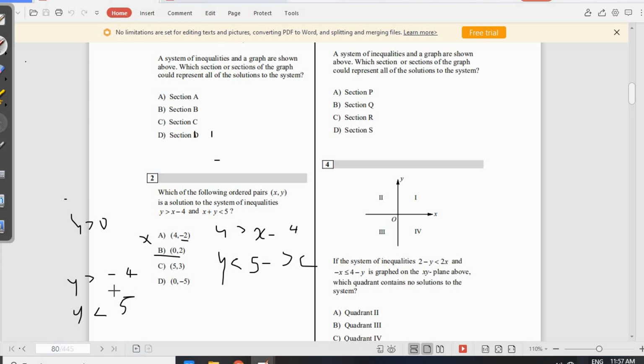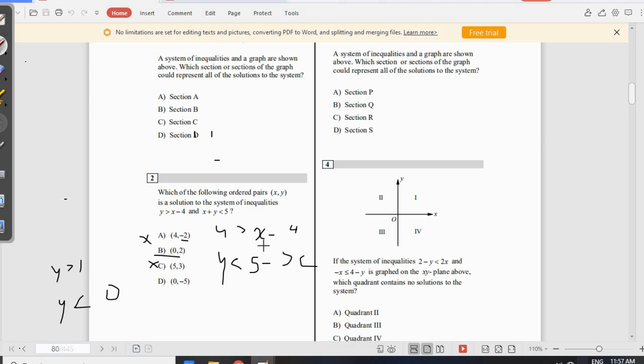But let's look at C. C says x is 5, y is 3. So let's try that. 5 minus 4, y is greater than 1, and truly 3 is greater than 1. But let's put it in the next one. Put 5 in here, so 5 minus 5 is 0. y is less than 0. Is 3 less than 0? No. So C is not an answer.